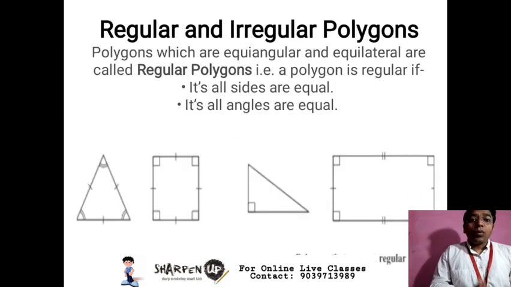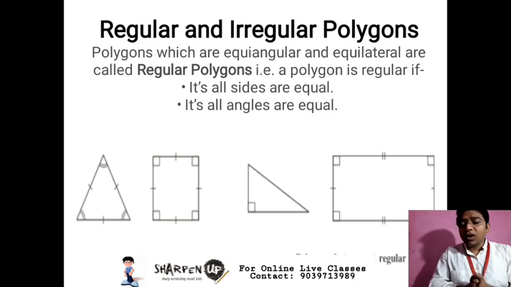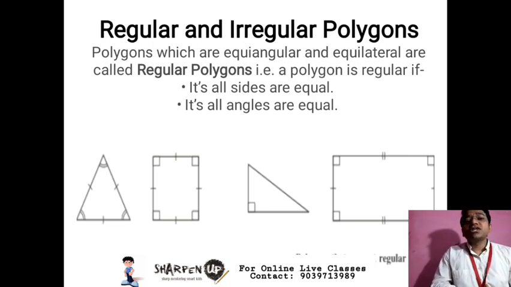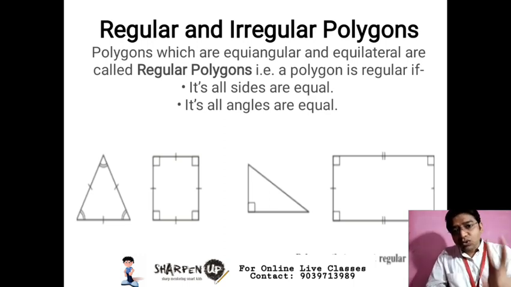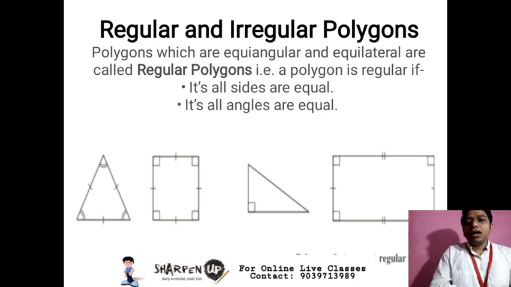Polygons are of two types, regular polygon and irregular polygon. What are regular polygons? Polygons which are equiangular and equilateral are called regular polygons. That means if a polygon has all its sides equal and all its angles equal, then it is a regular polygon. If a polygon does not satisfy these two conditions, then it is an irregular polygon.